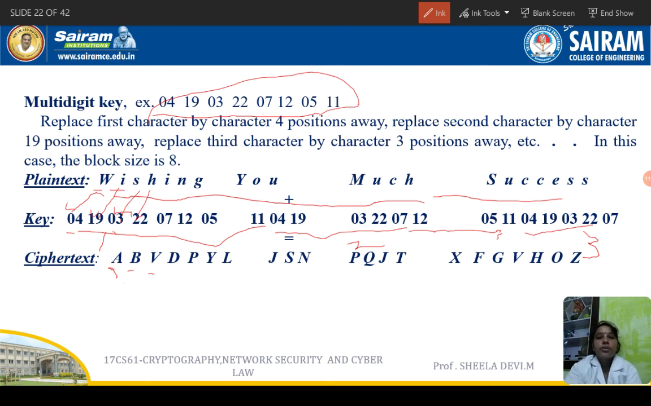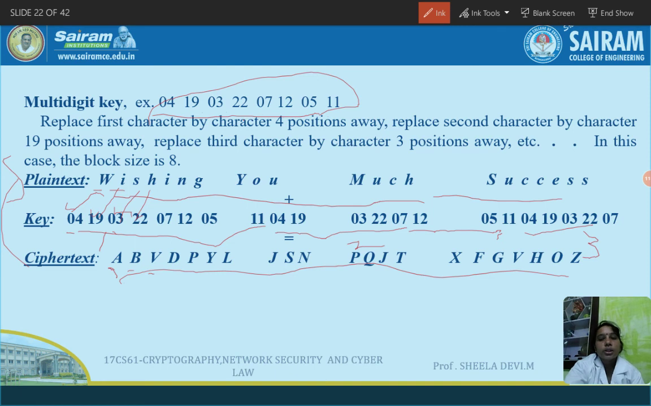So now I have got the ciphertext like this, which I will be sending through the communication channel. And the receiver also should have the same key set, that is, the multi-digit key, with which he will subtract or move behind to get the plain text back. So he will do the decryption at the receiver side. This is actually called the Vigenere cipher.